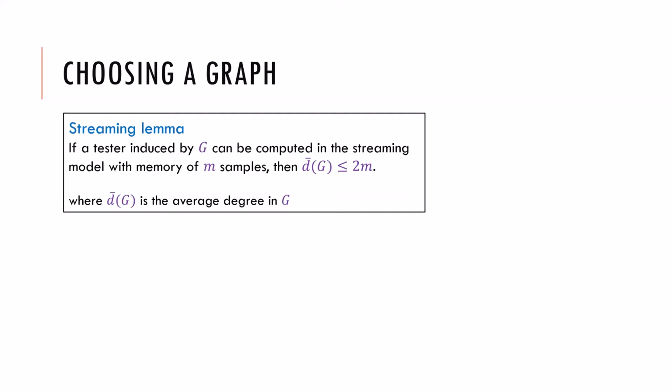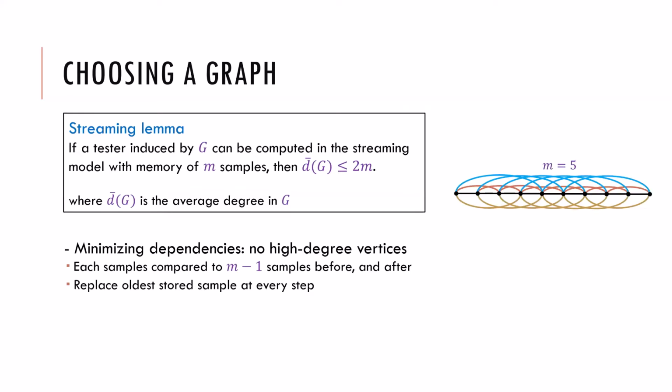And this holds true for the complete bipartite graph, but it holds true for other graphs that seem maybe more pleasant. They don't have as many dependencies as the bipartite graph, and they might be better candidates for collision-based testing in the streaming model. So what was the problem? The problem was that we kept those same samples for a long time, and they ended up gaining many dependencies because we compared them to many different samples.